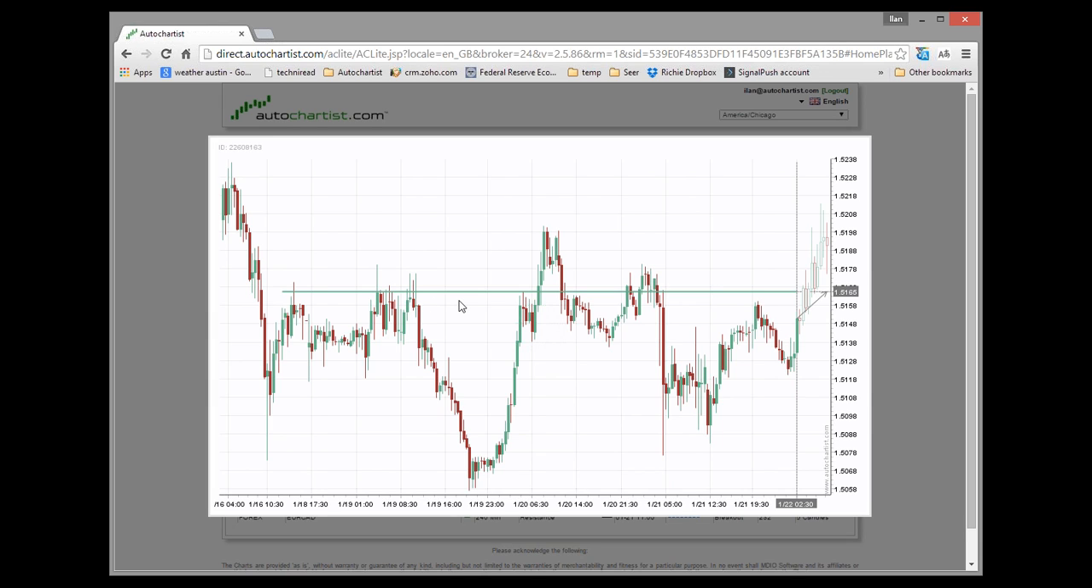This is what we call an approaching resistance level. Approaching resistance because when we identified it, it had not yet broken through the resistance level.